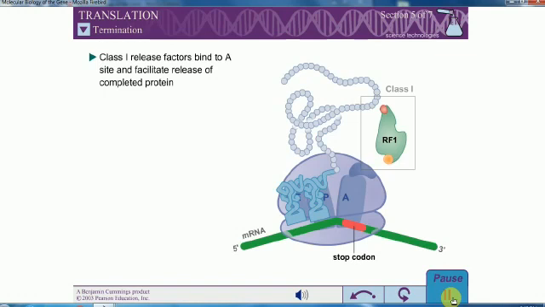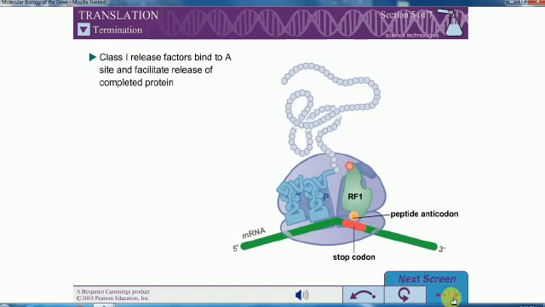Class I release factors enter the ribosome A site and bind the stop codon using a peptide anticodon. Prokaryotes have two class I release factors, RF1 and RF2. Eukaryotes have one class I release factor, eRF1.